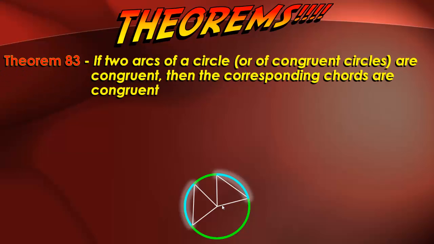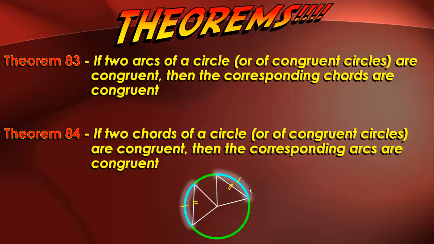All right, Theorem 83. If two arcs of a circle or congruent circles are congruent, then the corresponding chords are congruent. So if the arcs are congruent, that means the chords, as long as they have the same endpoints that make up the arc, would also be congruent. And Theorem 84 states, if two chords of a circle or of congruent circles are congruent, then the corresponding arcs are also congruent. Okay, so central angle, chords, arcs. If they're congruent circles, or if it's the same circle and they're congruent, there's all kinds of stuff you can show back and forth.